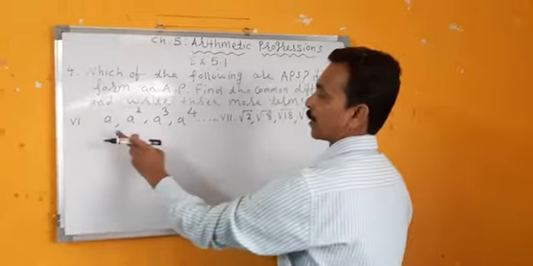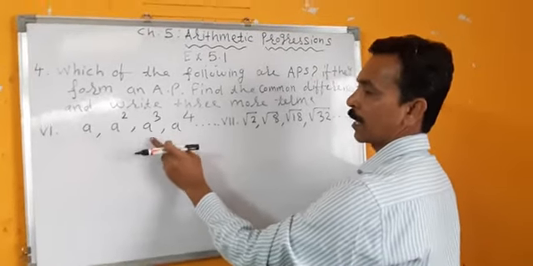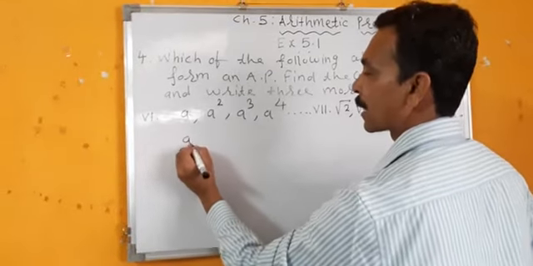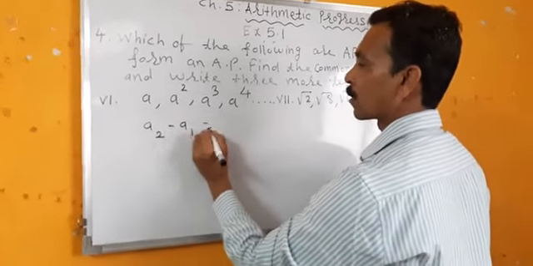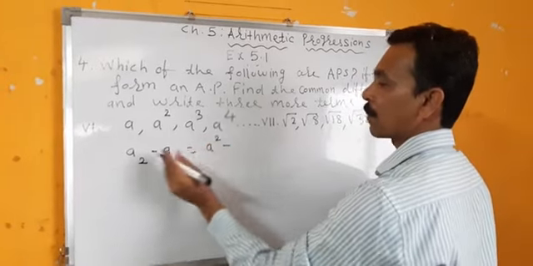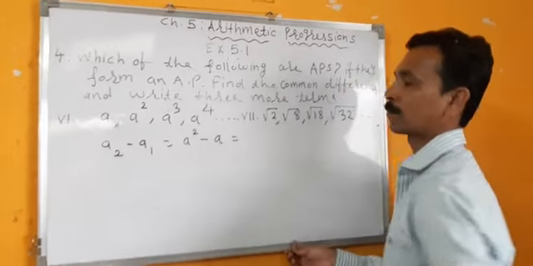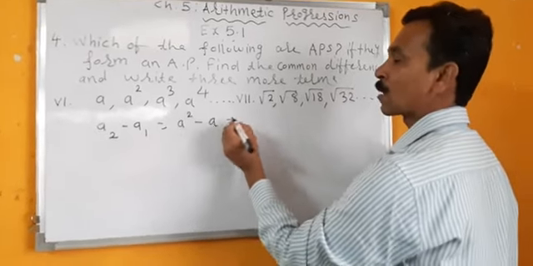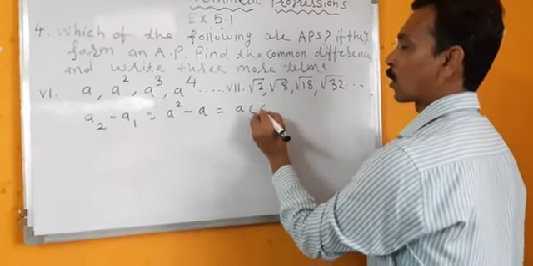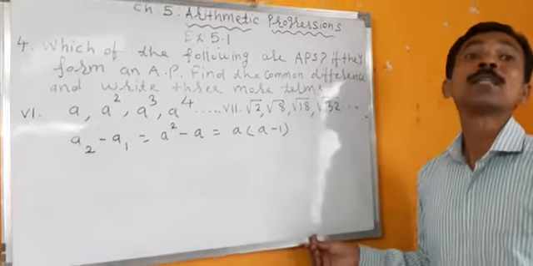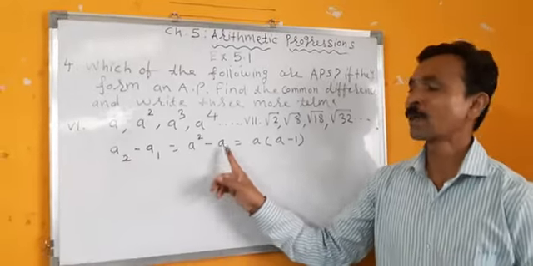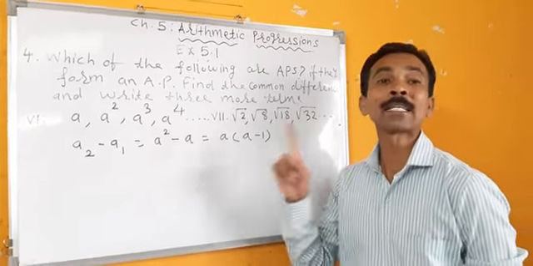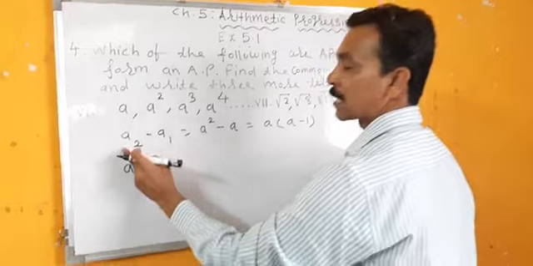Next sum. A square, A cube, A raised to 4. First I will find A2 minus A1. What is A2? A square minus A1 is A. What I will do here? I will take common. What is common from A square minus A? A is common. What will come in the bracket? A minus 1, because from A square and A, A is common. If A is common, what is left in the bracket? A minus 1.